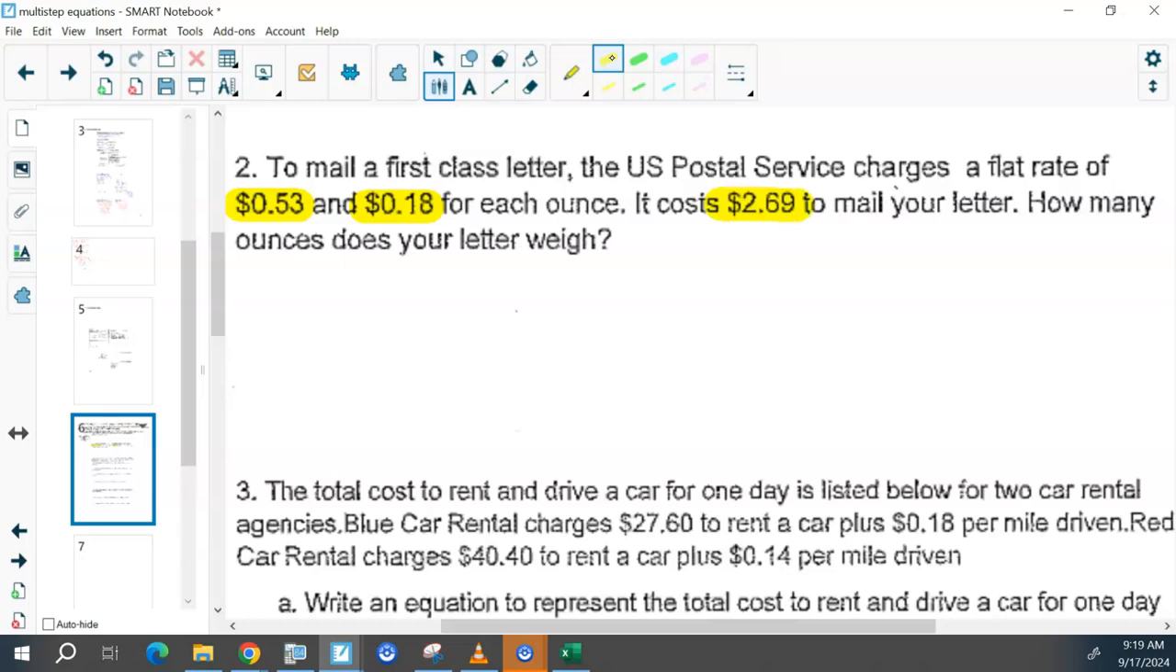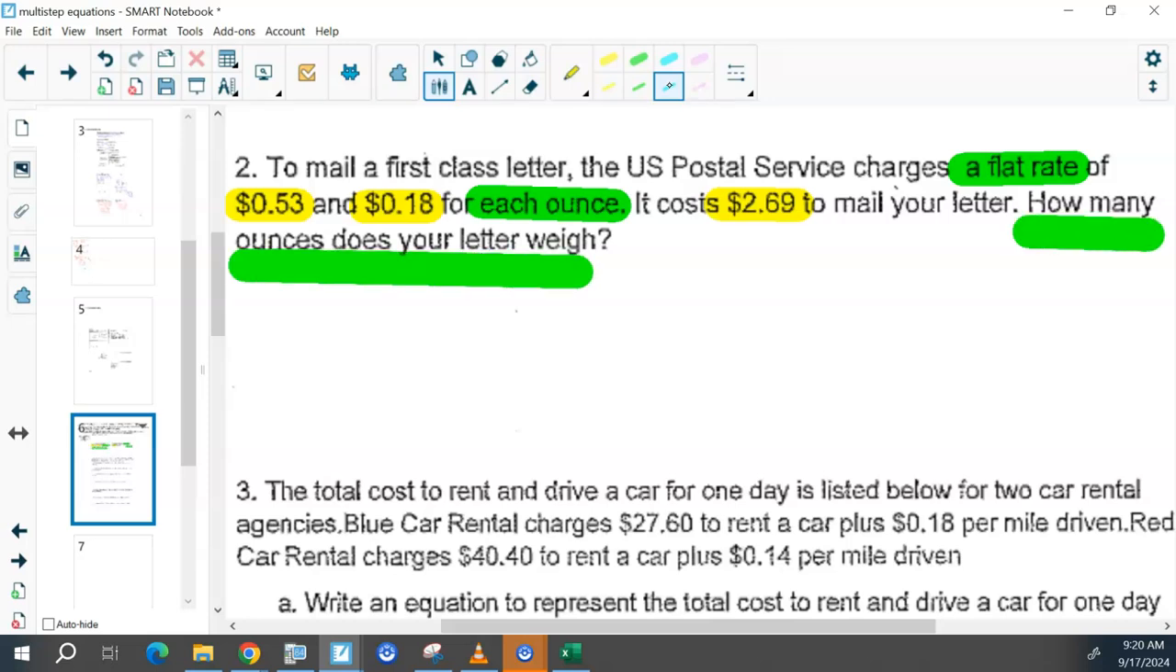Okay, so the numbers are definitely important, but also what's describing those numbers is important. So the for each ounce, the flat rate of 53 cents, and then what are we looking for? What is it asking us to find? Say that again. Yes, how much it weighs, but also how many ounces it is. So, more specifically, how much does your letter weigh in ounces? If you're going to say it like that.